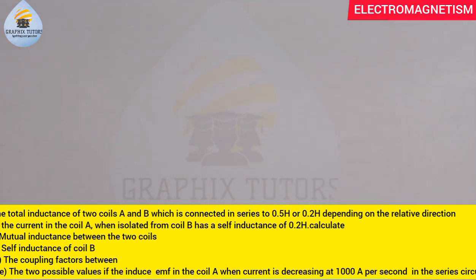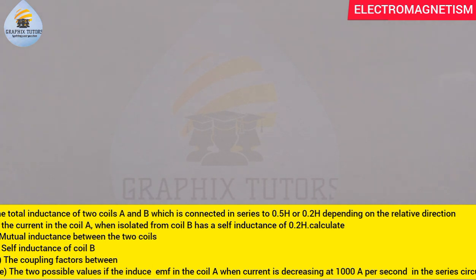Calculate: A. Mutual inductance between the two coils. B. Self-inductance of coil B. C. The coupling factor between the coils. And Roman figure 4 will give us the two possible values of the induced EMF in the coil A when current is decreasing at 1000 ampere per second in the series circuit, right?